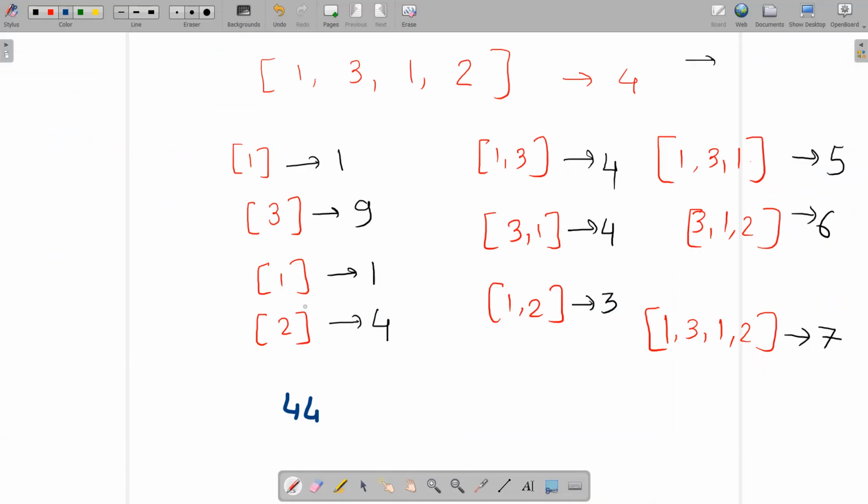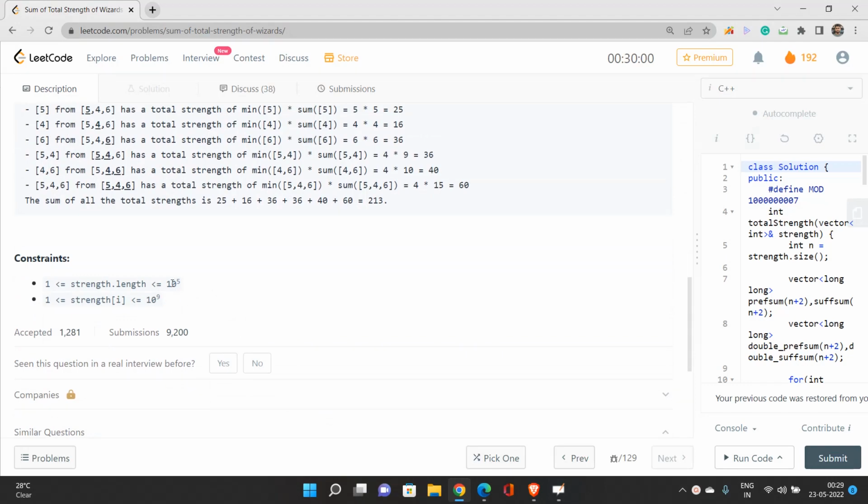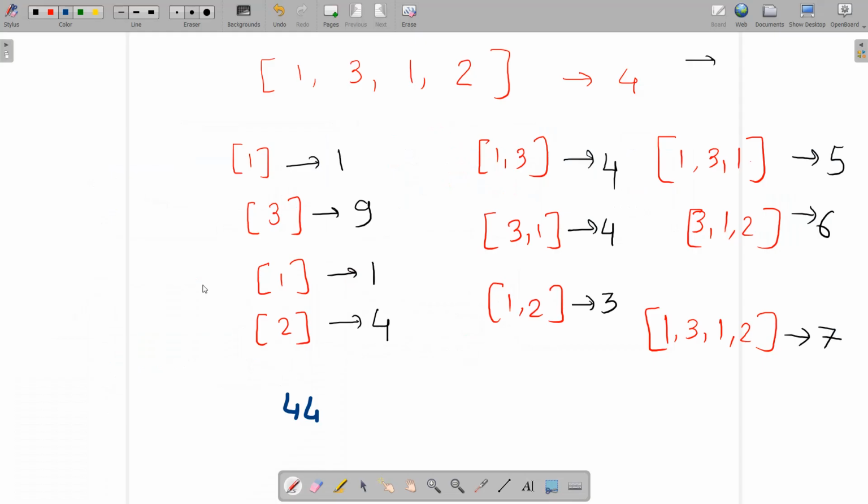Now finding every subarray, computing its strength and summing up all those values is quite a hectic task, because the max length of the array is 10 raised to the power 5. If you do that, you get O(n square) time by extracting every subarray and finding its strength, and that will give you a TLE verdict. So you need to find an efficient way to build the solution. Let's focus on how we are going to do that.